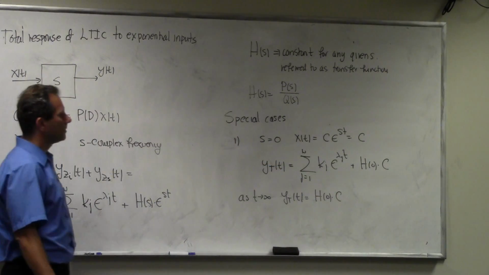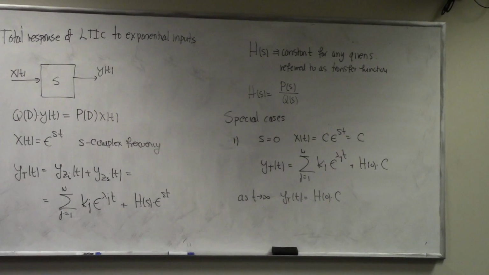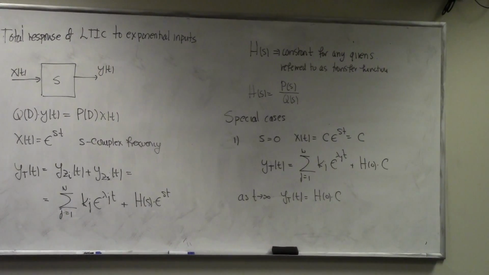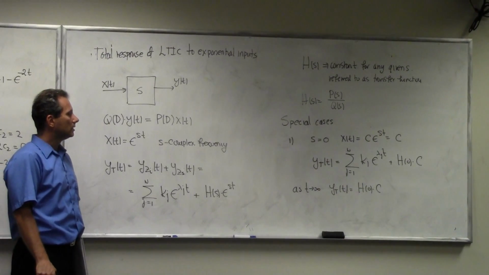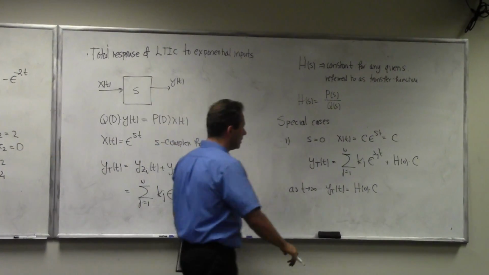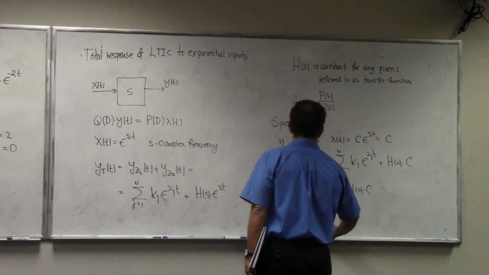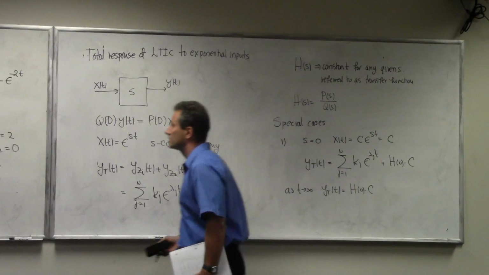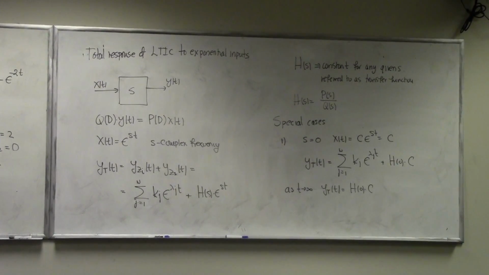So the response of a linear system to a constant is a constant, right? Eventually, at the output, you're going to have a constant. So that's an easy example here. So let's take a look at a couple more special cases.